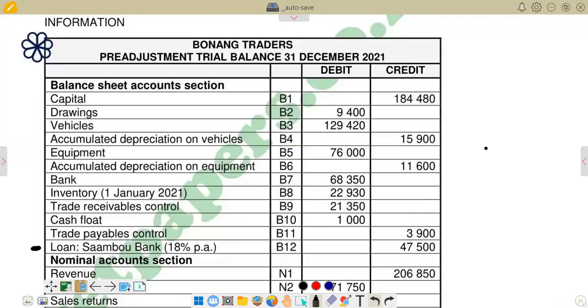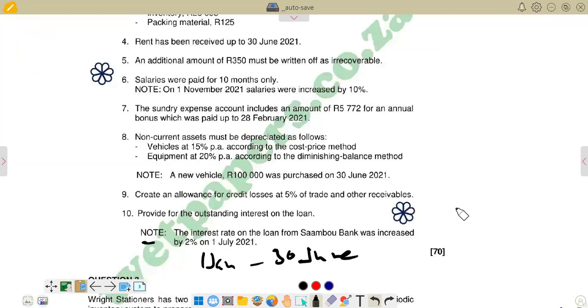So if you come here, on the list of balances, you'd see that these are the balances that were given at the end of the year, which is at 31 December 2021. So the interest at 31 December 2021 is reflected here as 18%. So it means the 18% is the interest after it is increased. So before, from 1 January to 30 June, it was 18% minus 2%, which is 16%. Then the total amount of loan, remember, is 47,500.